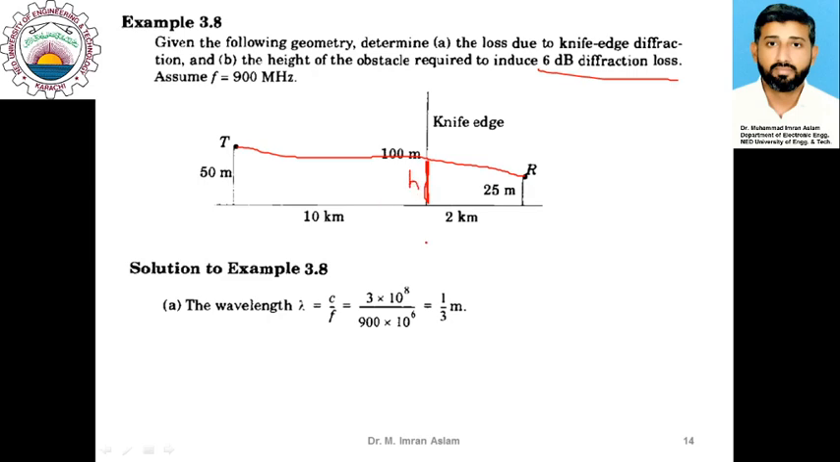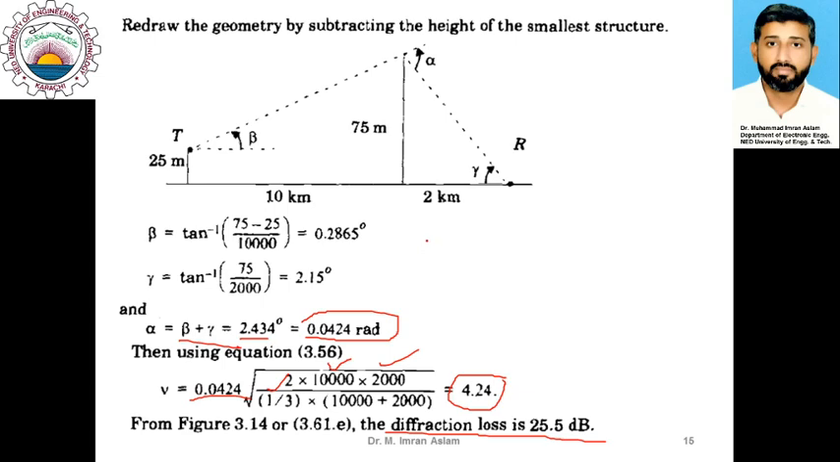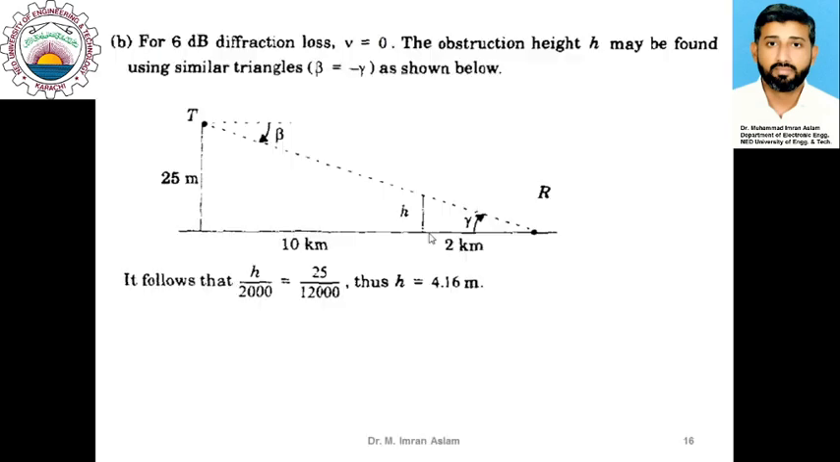So let me try to make a geometry which represents this scenario. We have a transmitter here which is 25 meters, because we are working on the reduced geometry, and secondly the receiver antenna is at the height of 0.